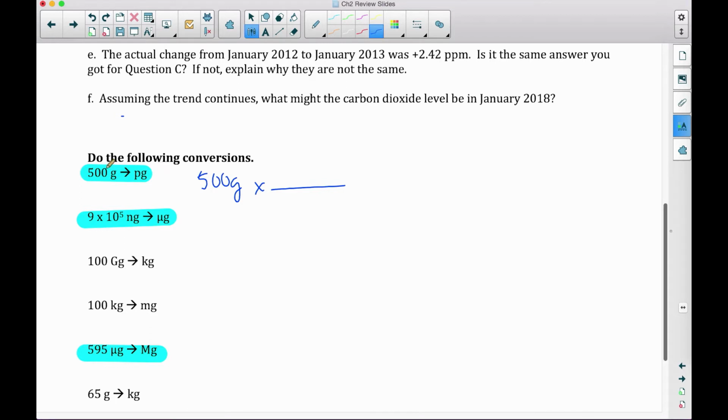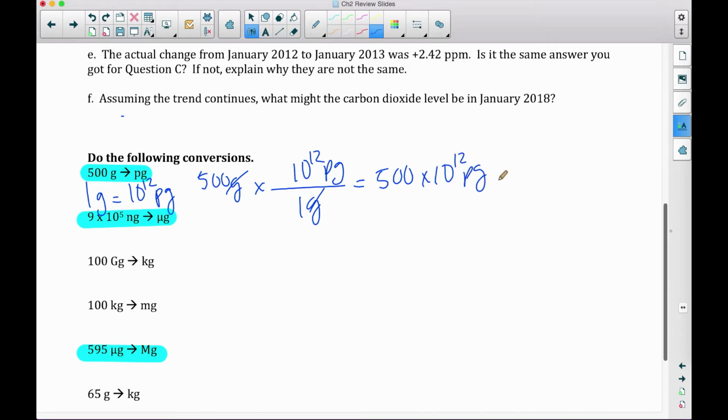Let's figure out what our conversion factor is. Grams to picograms. We should always think to ourselves, there's going to be one big thing equal to lots of little things. Gram is a base unit, so its exponent is 0. Pico is 10 to the 12 smaller than the base unit. That means there's going to be 10 to the 12 of my small things for every one of my big things. Then we fill in our conversion factor appropriately, double check our units, and do our work, which is 500 times 10 to the 12 picograms.